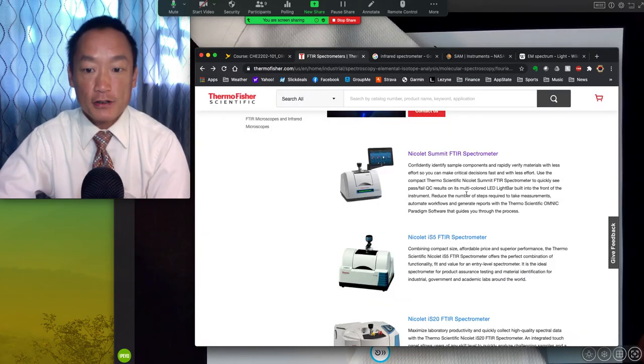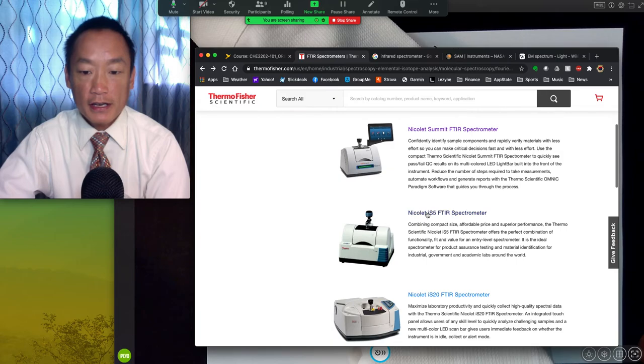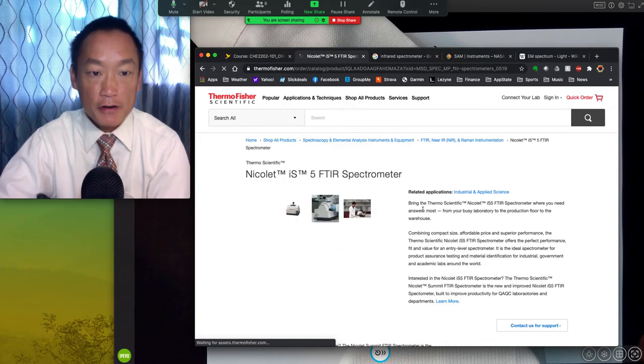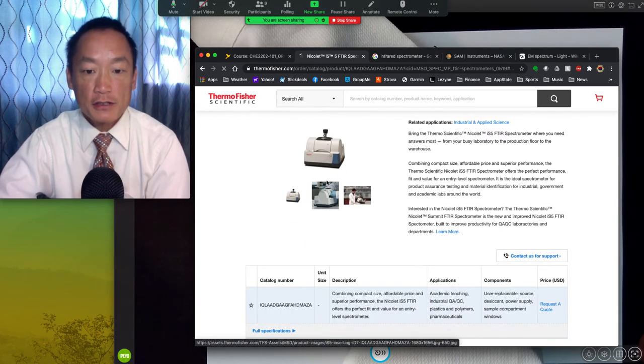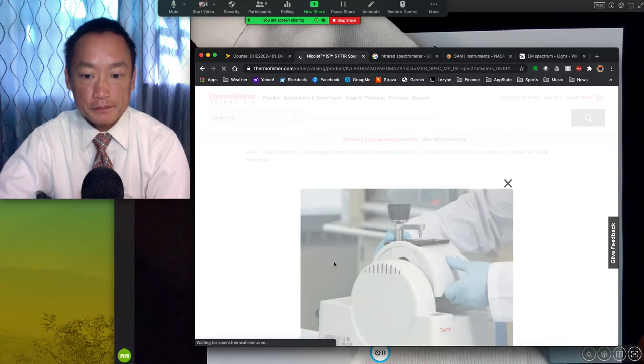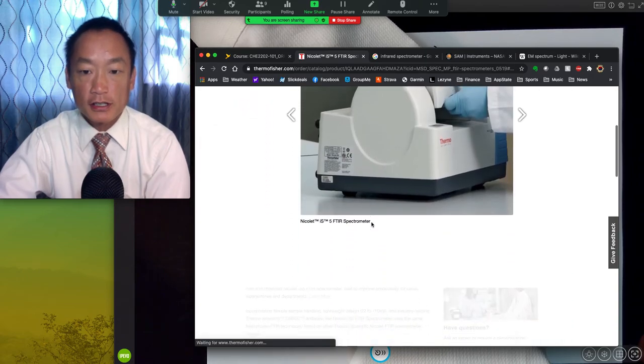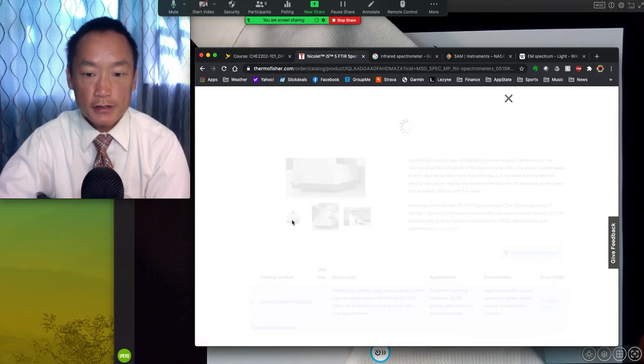Here's a picture of an FTIR, and here's this Nicolet iS5 FTIR spectrometer from Thermo Fisher. This is the one that you have in the organic chemistry laboratory. Let's see if this pulls it out. Certainly a beautiful, beautiful instrument.